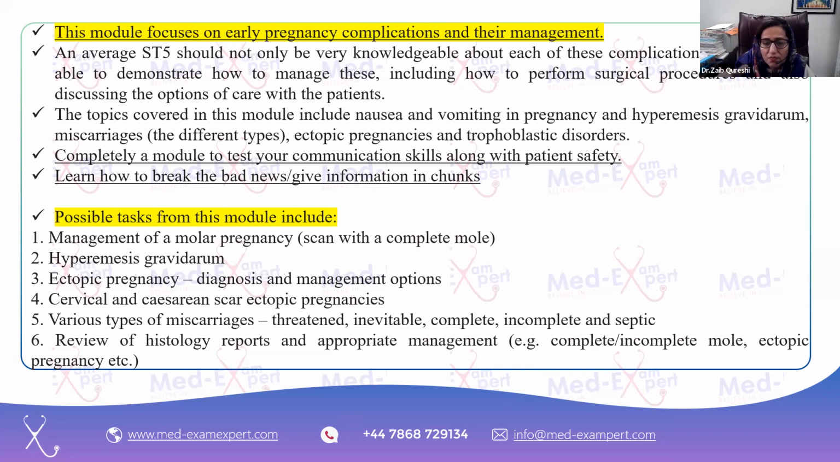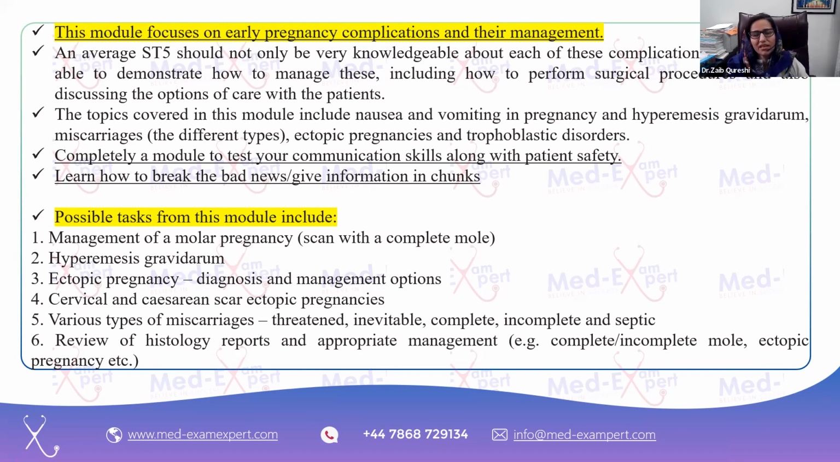So we have got the various types of miscarriages, and we have got the various types of ectopic pregnancy, and yes, hyperemesis gravidarum and molar pregnancy. None of the exam is going to be out of the one station, because this module will solely touch your applied clinical knowledge, communication skills blended with patient safety. Sometimes there can be a case in which you have to review the histology report and do the appropriate management. For example, if it is a complete or incomplete mole, or if it is an ectopic pregnancy, etc.